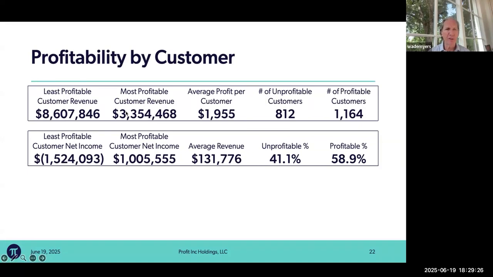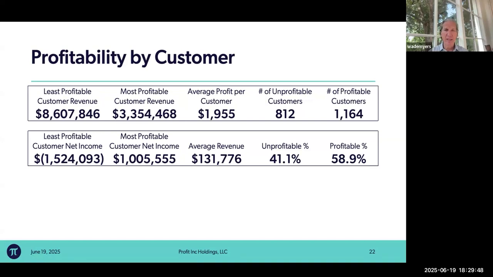Now their most profitable customer was quite a bit smaller, 3.3 million, and they made $1 million on that customer. Way, way more important. And this helps reorient which customers to focus on, right? And you can see the average profit per customer was only just under $2,000 on an average revenue of 131. And 41% of their customers were unprofitable.